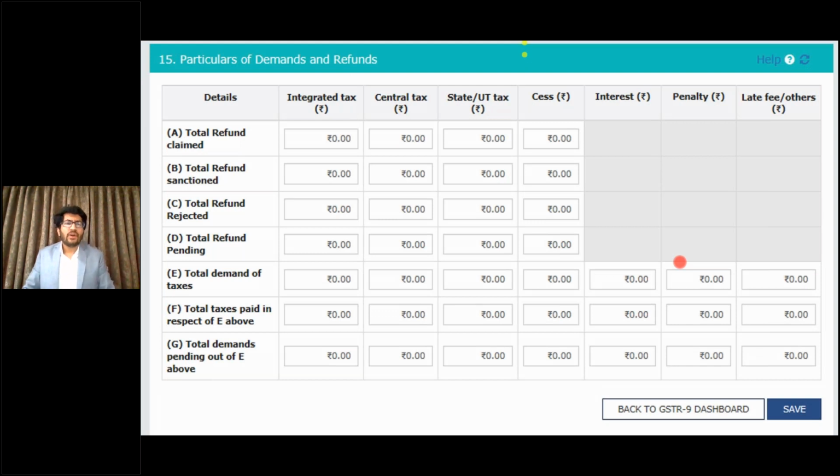Table 15 consists of refunds and demands. The only thing to be highlighted in this table is that we have to report the status only up to 31st March of a particular year. For 18-19, for the first 6 months, I claimed a refund in December and the refund was received in June 19. Refund is claimed, so I would report it in table 15A, but it was sanctioned in May, hence I would not report the same in table 15B. This reporting would come in GSTR 9 of 19-20.